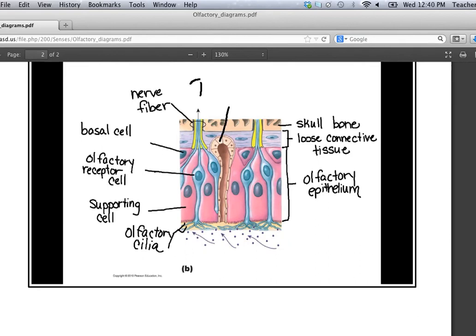You can see why I wasn't able to write this out. All right, we'll stop that here. Bowman's, Bowman's, and that is the capsule. Okay, so that indent here is called the Bowman's capsule.